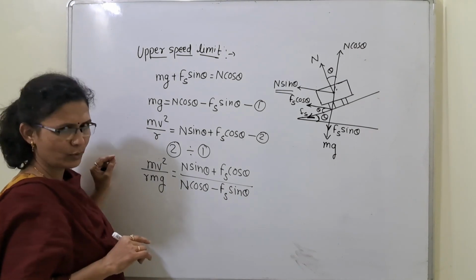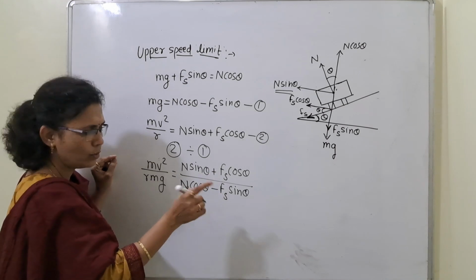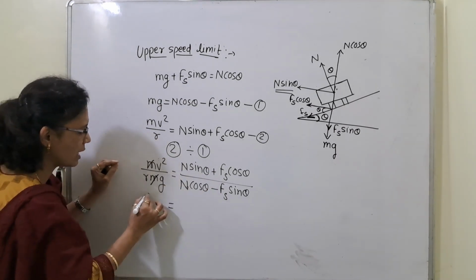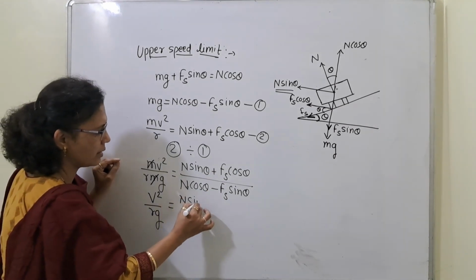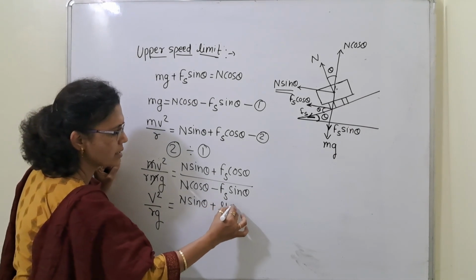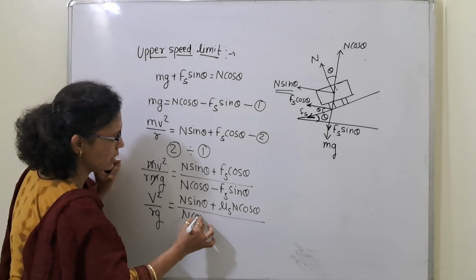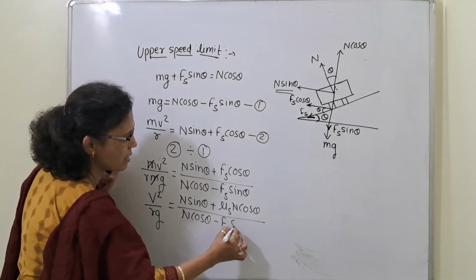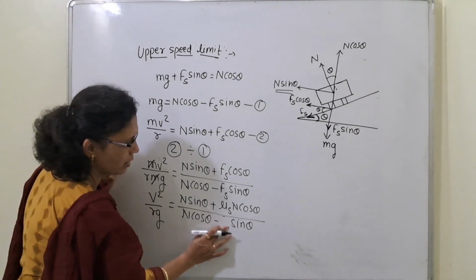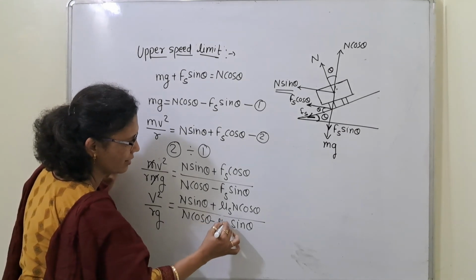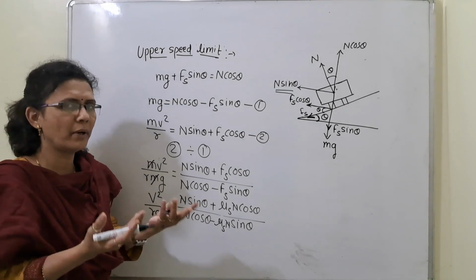Okay. Again, what I am going to do, put the value of this fs. What is that? Mu s into N. What will happen? This m will get cancelled. v square upon rg is equal to N sin theta plus mu s into N cos theta divided by N cos theta minus mu s into N sin theta. Sorry, here there will be mu s into N again. Now divide numerator and denominator again by N cos theta.